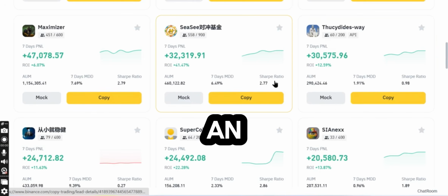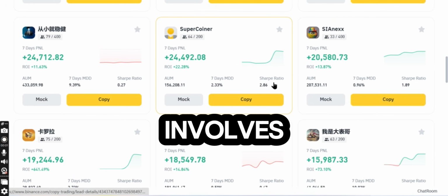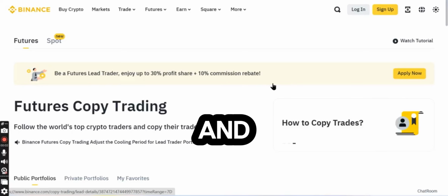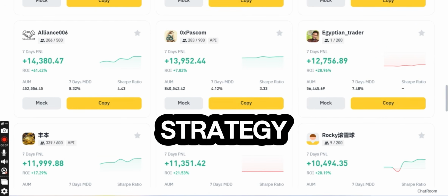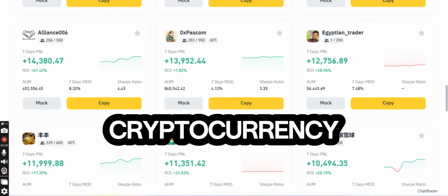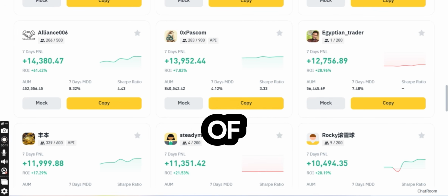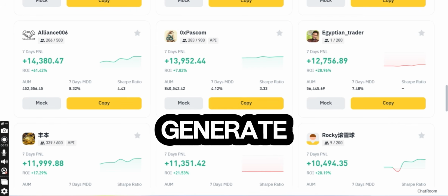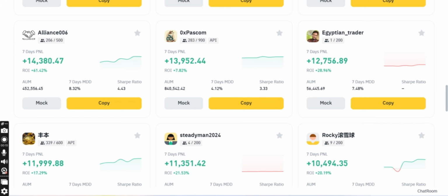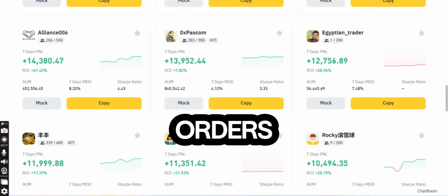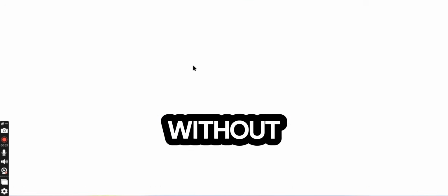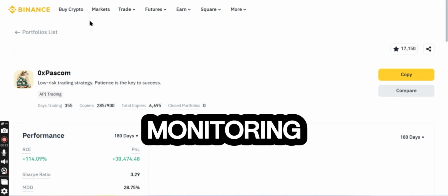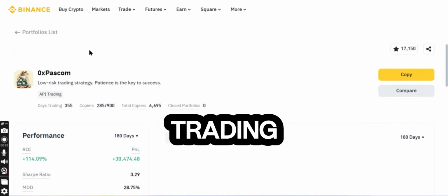Grid trading is an automated trading strategy that involves placing a series of buy and sell orders at predefined price intervals. This strategy is widely used in cryptocurrency markets to take advantage of price fluctuations and generate consistent profits. By setting up a grid of limit orders, traders can systematically buy low and sell high without requiring constant market monitoring.